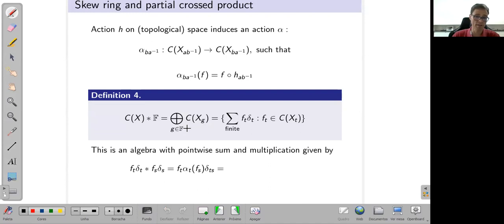This is an algebra with pointwise sum and multiplication. In the multiplication, the action takes a role. If you multiply the function that is in fiber t with the function that is in fiber s, you do not just multiply them. The action of t has to move things around. And there's a little technical thing, that maybe I cannot apply this action right there. So the actual formula is this, but really what you're doing is just this here. If you had a group action, the multiplication would be given here. The partial crossed product is the completion of this algebra with respect to a suitable norm.